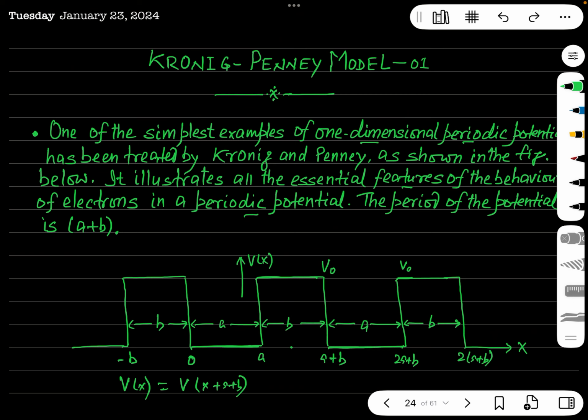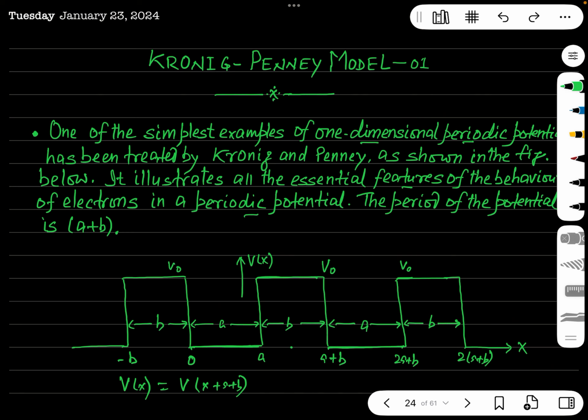So you can see the potential at x equal to 0 is just equal to 0, and at x equal to a plus b it is again 0. So a plus b is the period of this potential. In other words, at x equal to minus b the potential is V naught, and again at this point the potential is equal to V naught. So a plus b is the period of the potential.